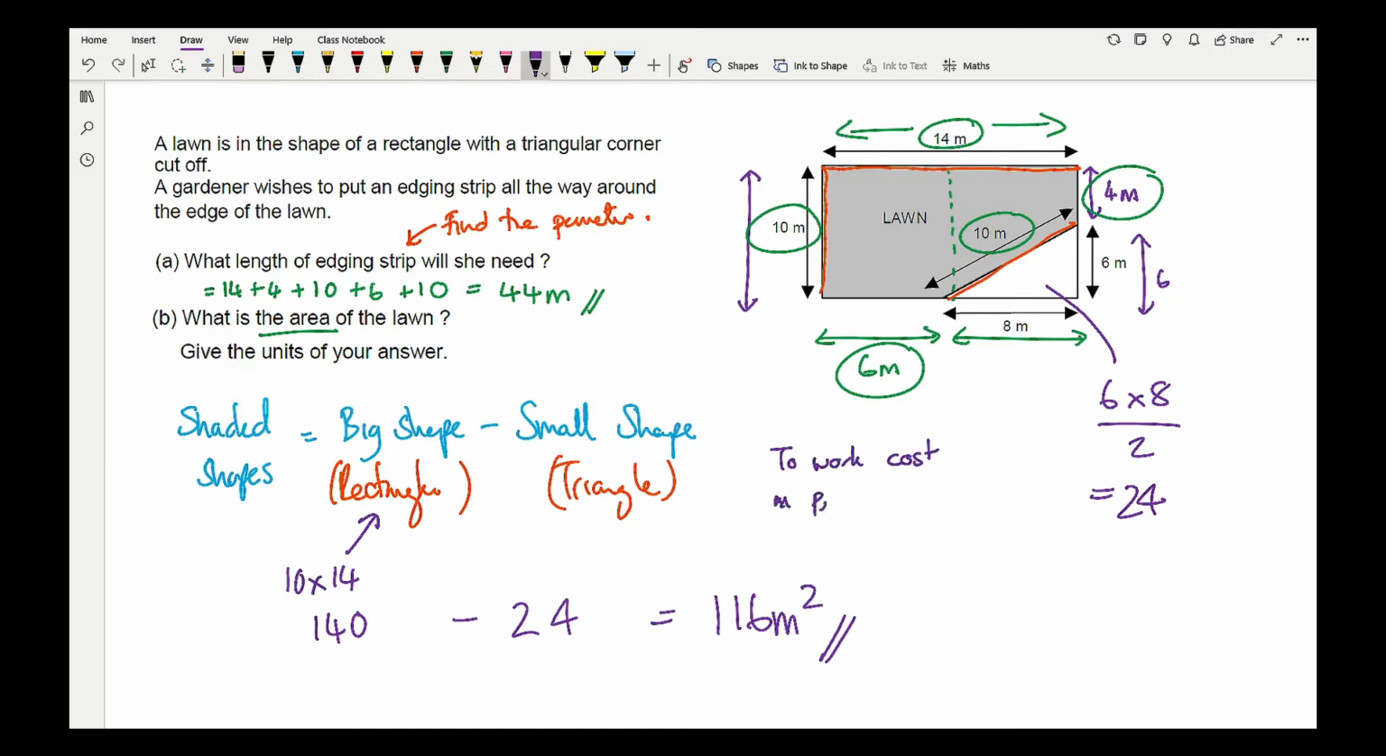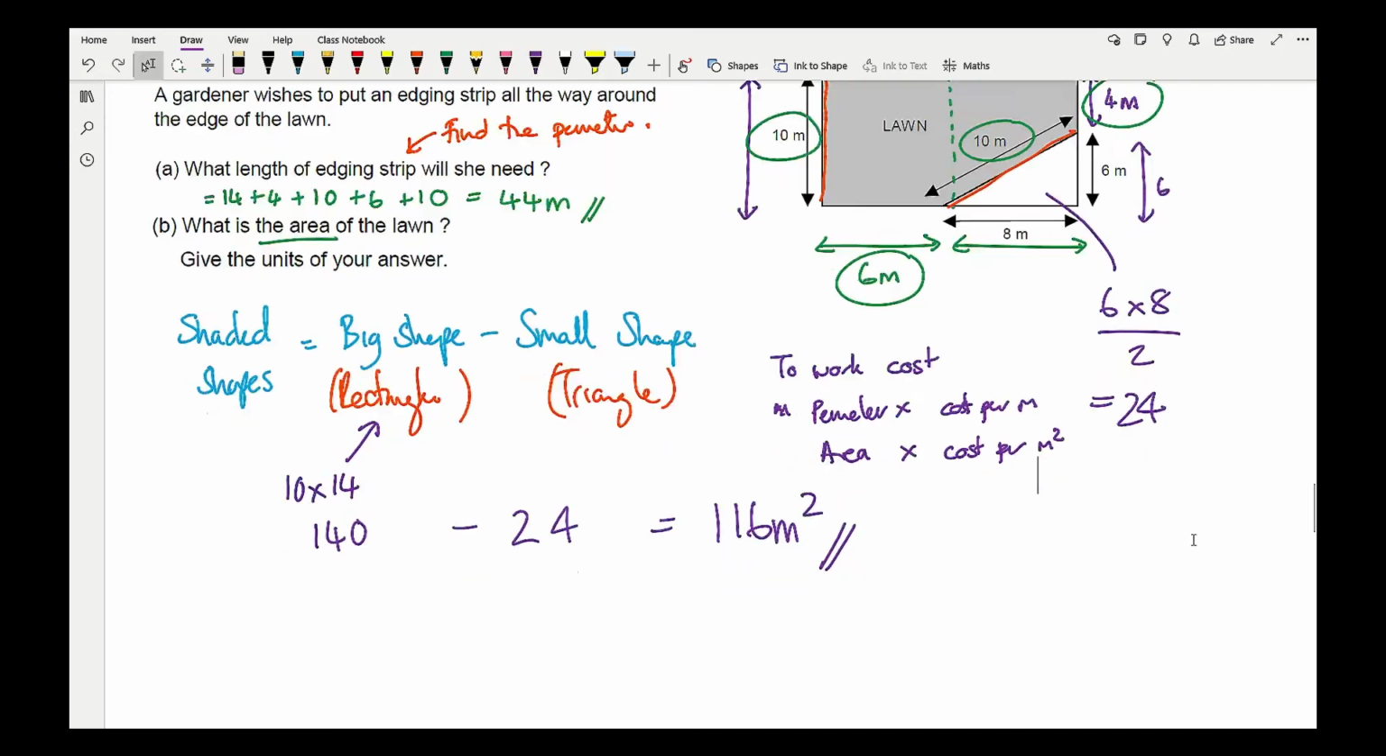So do the perimeter multiplied by the cost per meter. And then for the area, for the lawn, you do the area times the cost per square meter. And remembering that you need to round up, not round down, because when you're buying lawn or fencing, you'd rather have too much than too little, but you don't want too much wastage. So it's always important that you round up to the nearest meter or square meter.